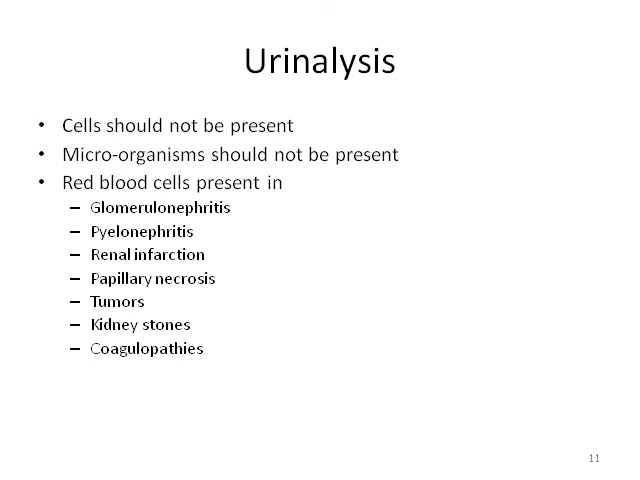Red blood cells would potentially suggest things such as kidney stones, tumors, or some sort of damage to the glomerulus or the kidney itself. If we see red blood cells or microorganisms, that could be indicative of renal dysfunction.